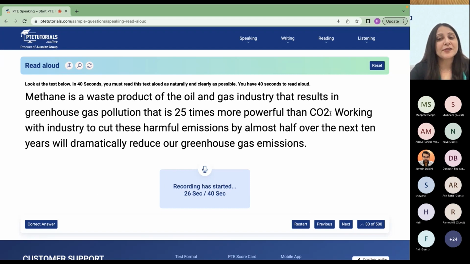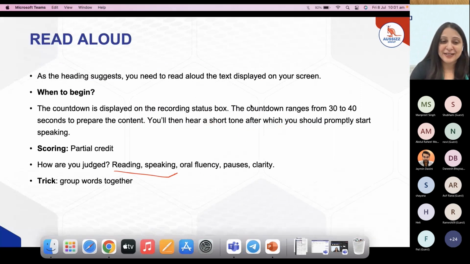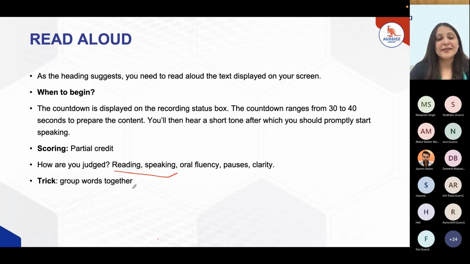Have you observed? I took a pause after CO2, right? So take a pause whenever you see a full stop or comma. That can help you to get your scores very easily. Let's continue further. And as you can see now, this is a 90 scorer read aloud answer. Three things to focus on: fluency, pauses, and clarity. It will give you a perfect score in reading as well as speaking section, where reading is 28% from read aloud, the highest for any task, right?